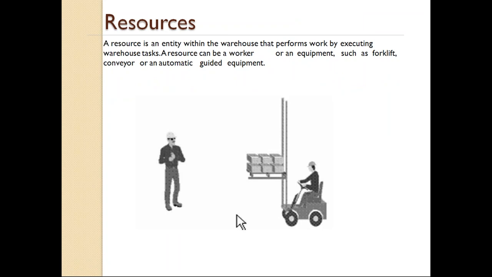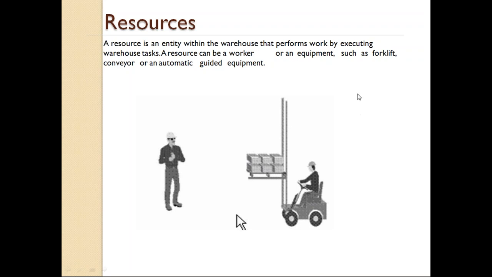That is resources. Resources is basically a person who performs the work in the warehouse. So here resources can be a person and a forklift, a person on a forklift doing the activity. Sometimes it is only the person who performs the work, taking the box in his hand from one place to another. Sometimes, as I told you, there are conveyor segments.